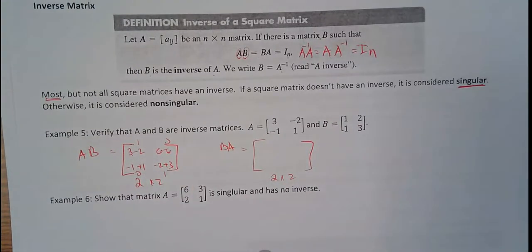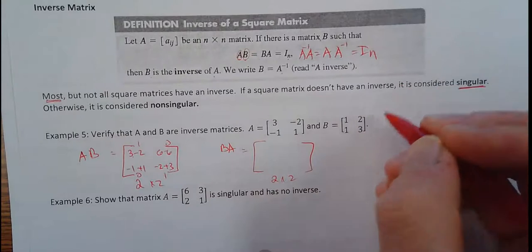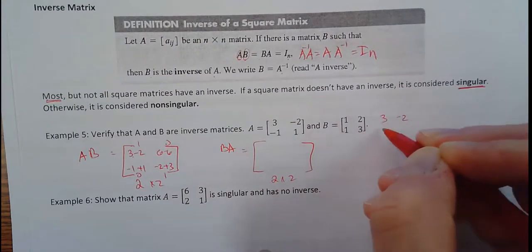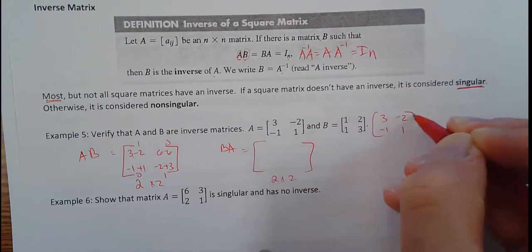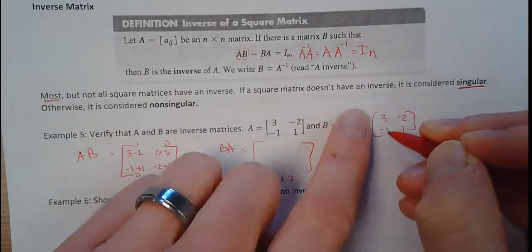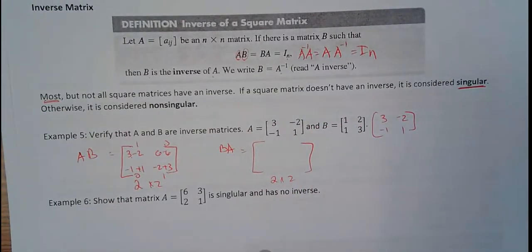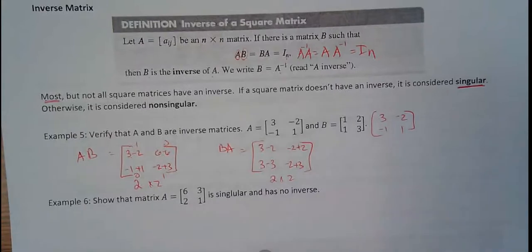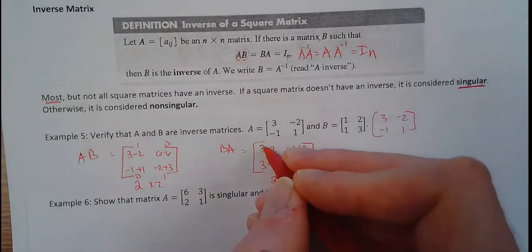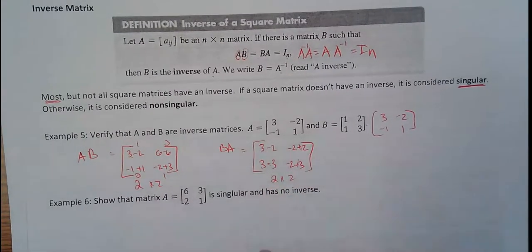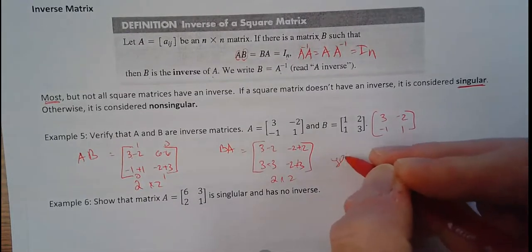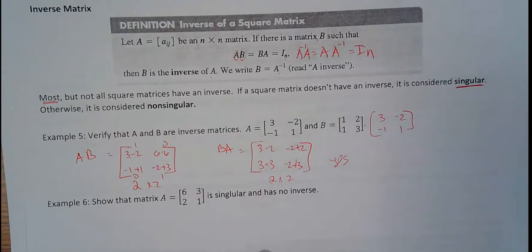Now to do B times A, I'd like to rewrite this over here. So 3, negative 2, negative 1, 1. I rewrite it over here. That way I can follow the patterns. Okay, so pause your video and try that out. And when I did that, I got 1, 0, 0, 1. So both ways I multiplied, I got the identity matrix, so there I verified. So yes, those are inverses.